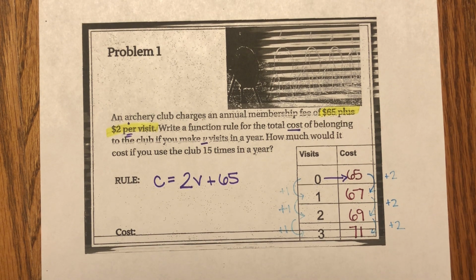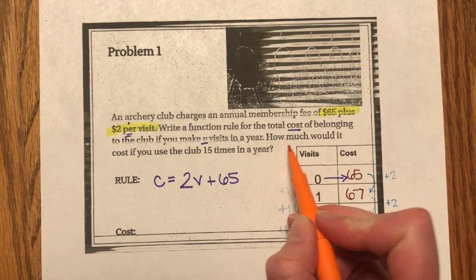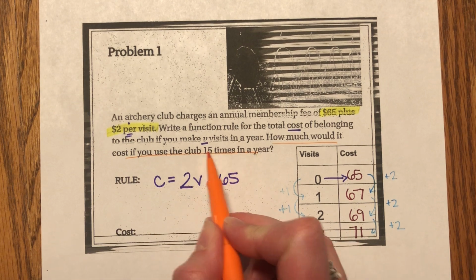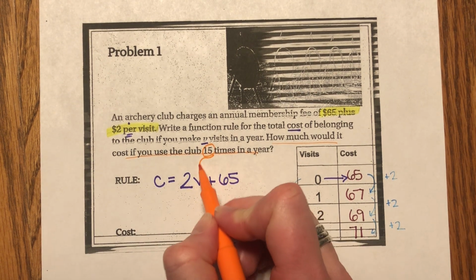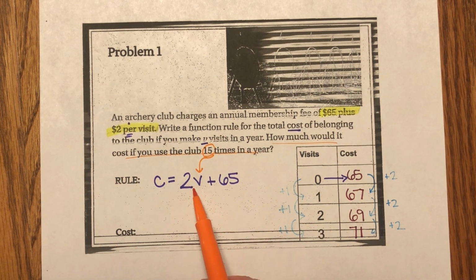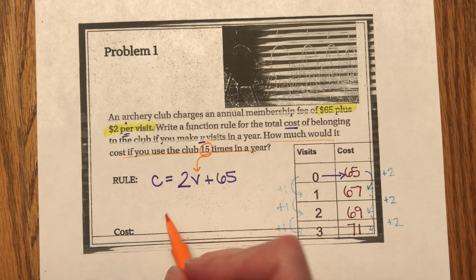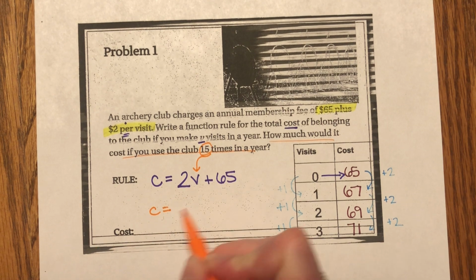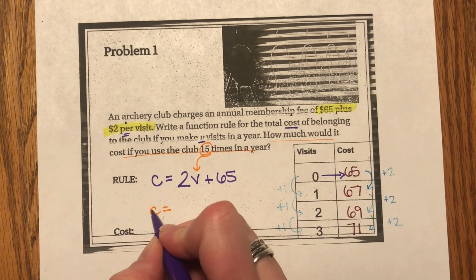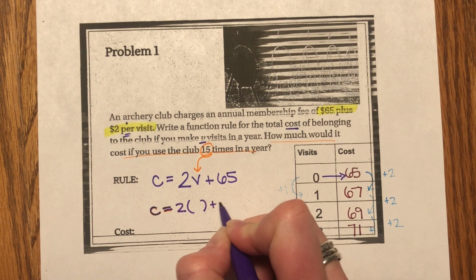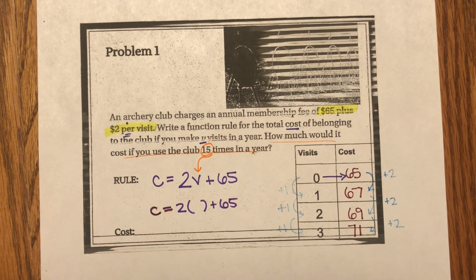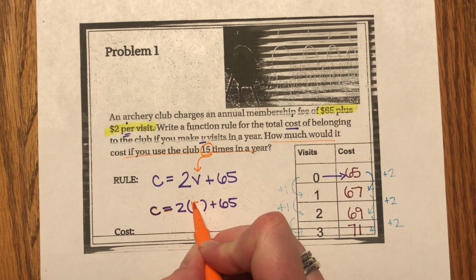Either way works. So once we have this, we can then answer our second question, which is how much would it cost if you use the club 15 times in a year? So we're going to plug in that 15 for V. V is the visits in a year. So C equals 2, and then we're going to plug in a 15 there. Everything else stays the same.